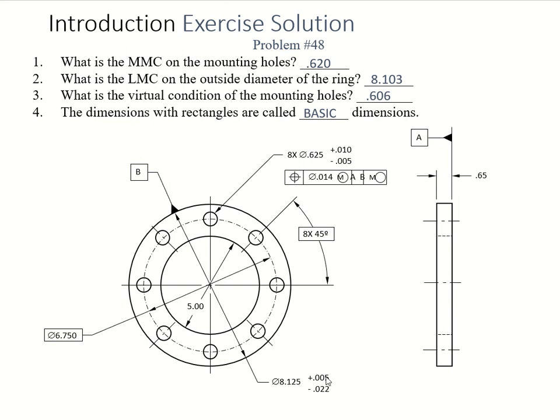So I see a little typo here. That's got to be 81103. That's just a textbook typo, and you can fix that one.